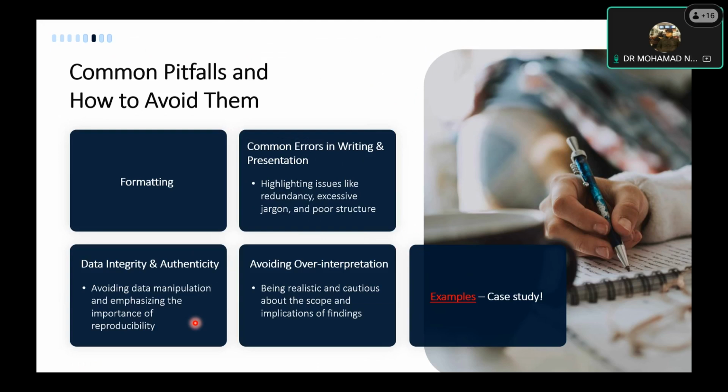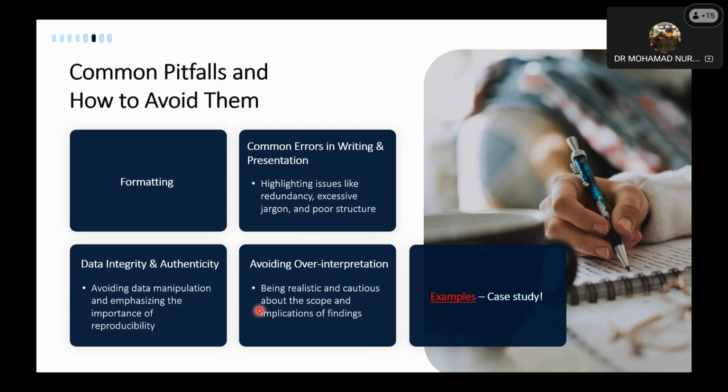So avoiding over interpretation. Next, avoiding over interpretations. You must be clearly realistic and cautious about the scope and implication of the findings. Don't exaggerate excessively. So if you get this one, you explain it, and then why you get this one, and after that, try to conclude.